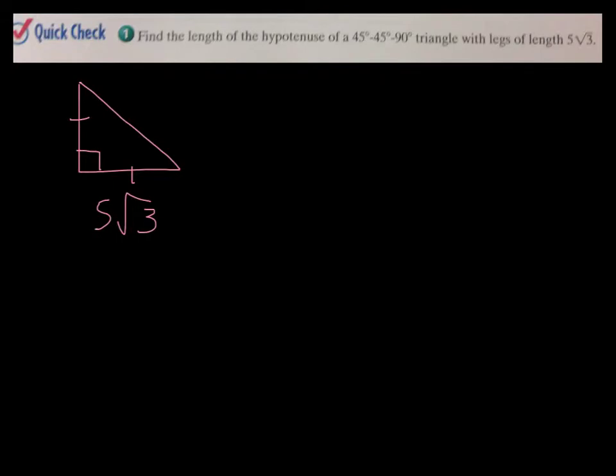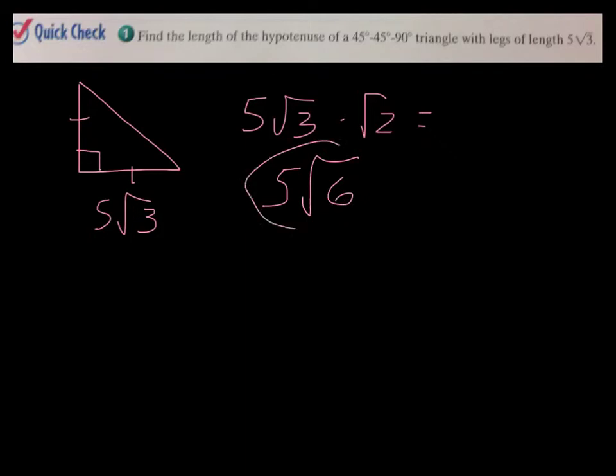In quick check number 1, it tells us, again, we've got a 45-45-90, which is an isosceles right triangle, which I have drawn, with the length of the leg 5 times the square root of 3. Please pause the video while you try to get the length of the hypotenuse. Again, we're going to take 5 times the square root of 3, the length of the leg, and multiply it by the square root of 2. So we get 5 times the square root of 6 for the length of the hypotenuse. And since you cannot simplify that, that is our final answer.